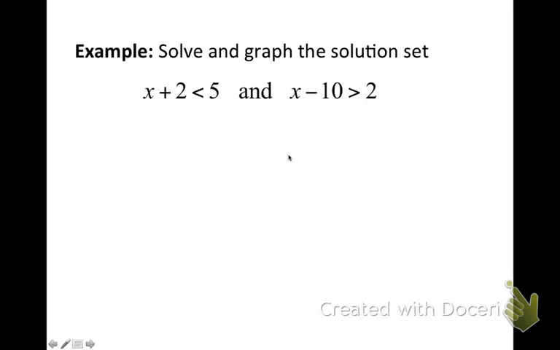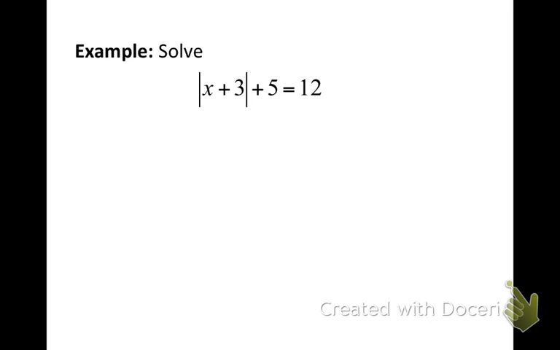Let's throw in some inequalities with an and. Hold on, that's not what I want to do. Ignore that. Apparently I didn't delete that out. All right, the absolute value of x plus 3. Now we have a plus 5 after it, and that's equal to 12.